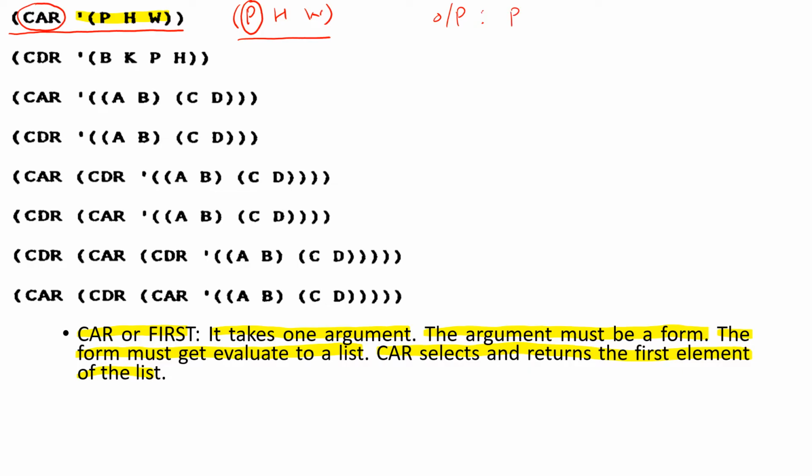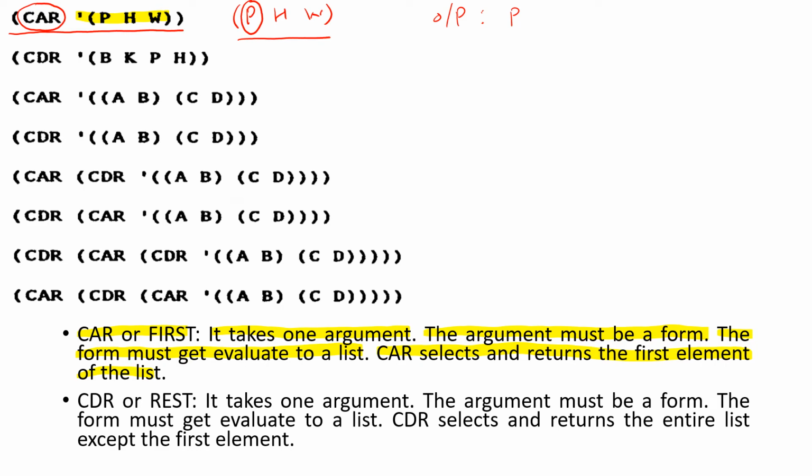Similarly, in the second example we have used another function called CUDR or CDR, and here is the description. A CDR or CUDR or REST also takes one argument, which is the argument given, quote BKPH. The argument must be a form. Since we have used quote, that list becomes a form. When we evaluate, the form must get evaluated to a list. As you can see, the form will be evaluated to a list BKPH.